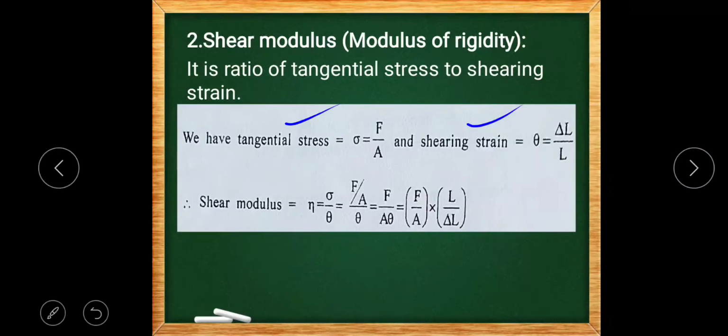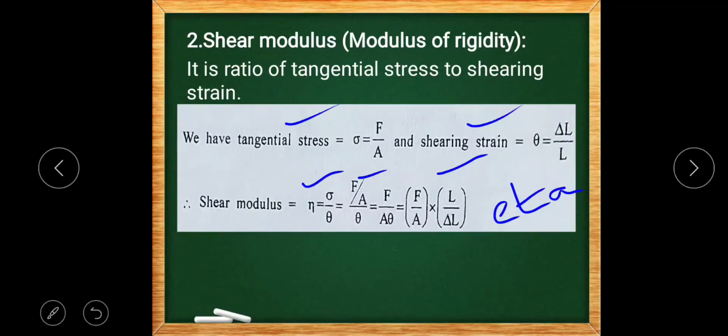Hence the shear modulus is denoted by eta. Here the pronunciation is eta. Eta equal to tangential stress by shearing strain, equal to F by A by theta, or F by A theta, or the final expression is as follows. Here also the SI unit of shear modulus is Newton per meter square.